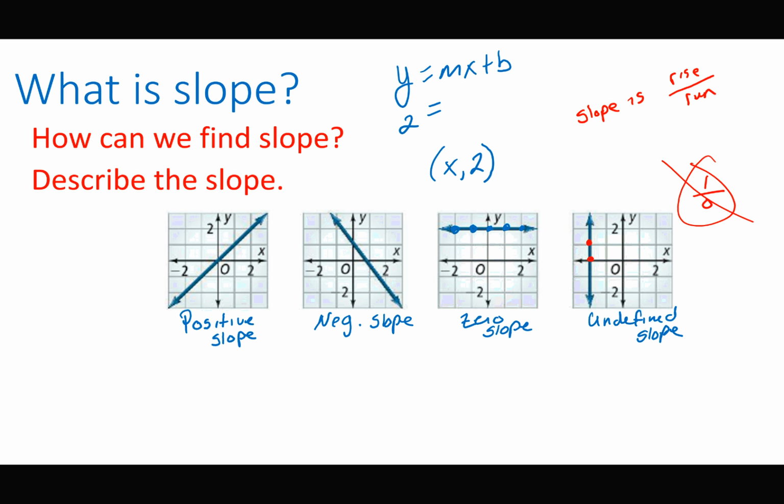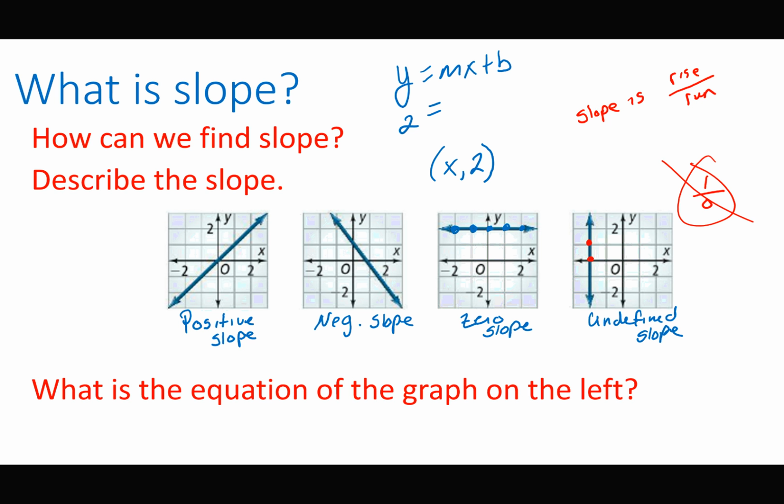All right, and if we want to look at equations, for example, so I said, what is the equation of that graph on the left? So this one right here, the equation would simply be y equals x, because I have a slope of 1, and my y-intercept b is 0. So it's y equals 1x plus 0. So I just simply write y equals x.